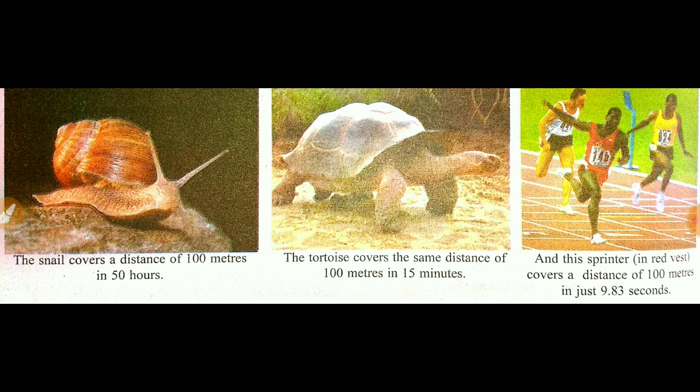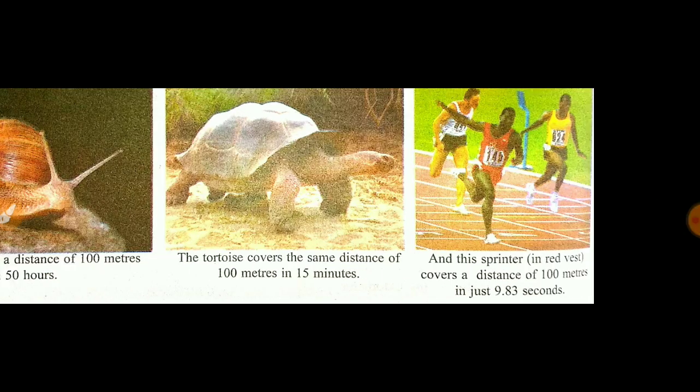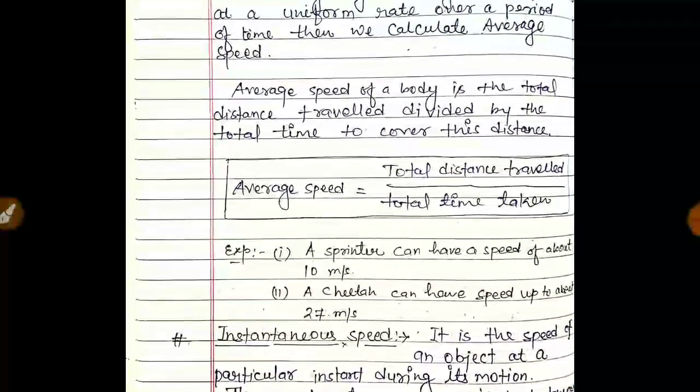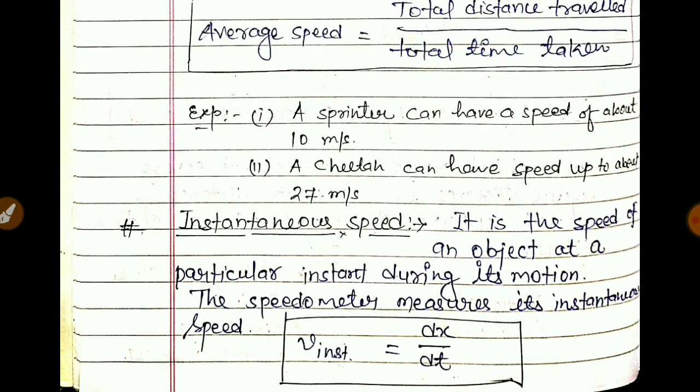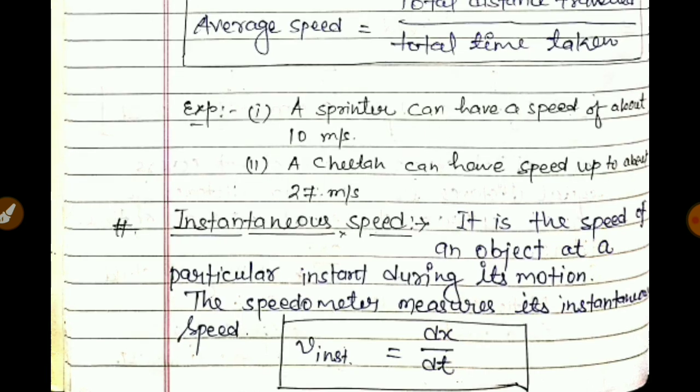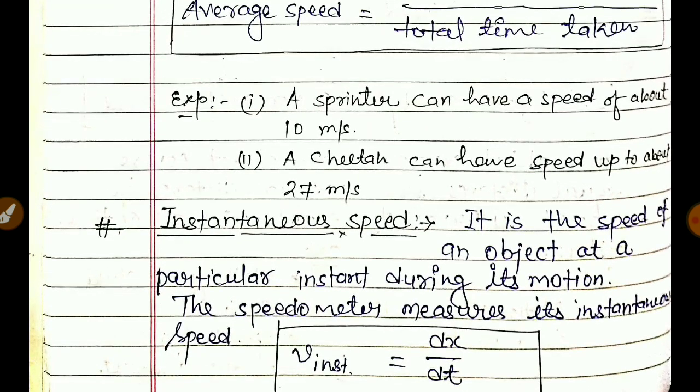There is a very important point: whenever any object is in motion, the motion of an object at a particular point, or we can say at a particular time or particular instant, is known as the instantaneous speed of that object.